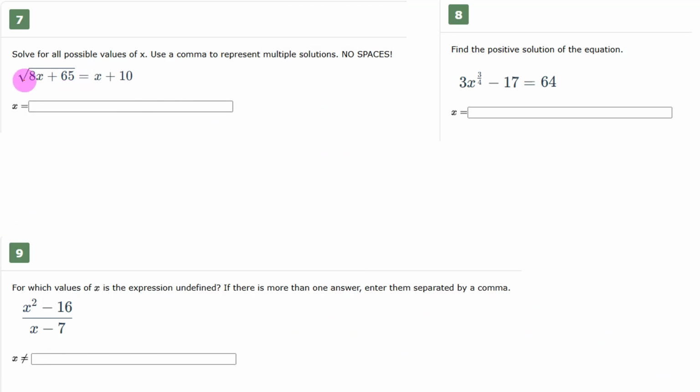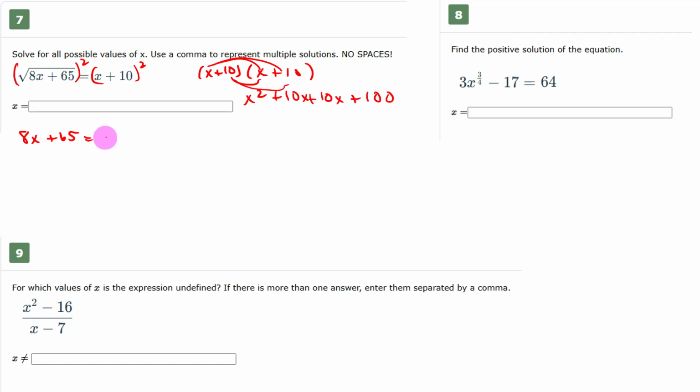Okay, this is a nice long one. The square root is by itself, so we're going to square both sides and get 8x plus 65. Now what we have to do, x plus 10, x plus 10, we have to FOIL it: x squared plus 10x plus 10x plus 100. So that's going to equal x squared plus 20x plus 100.